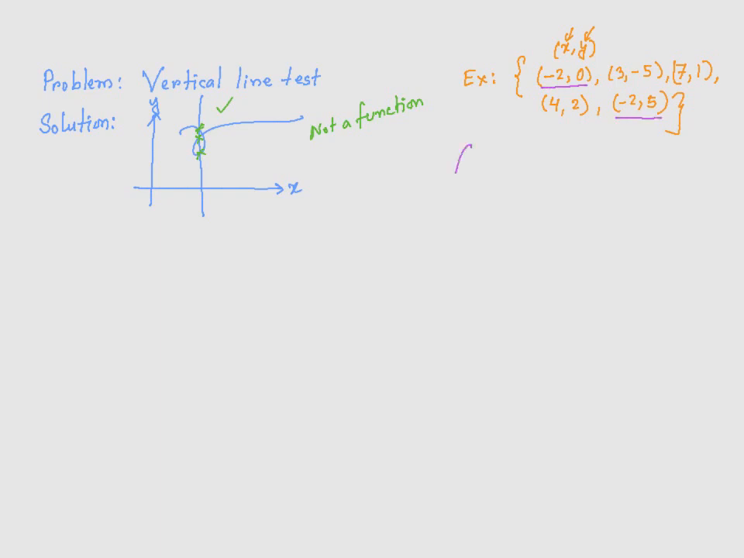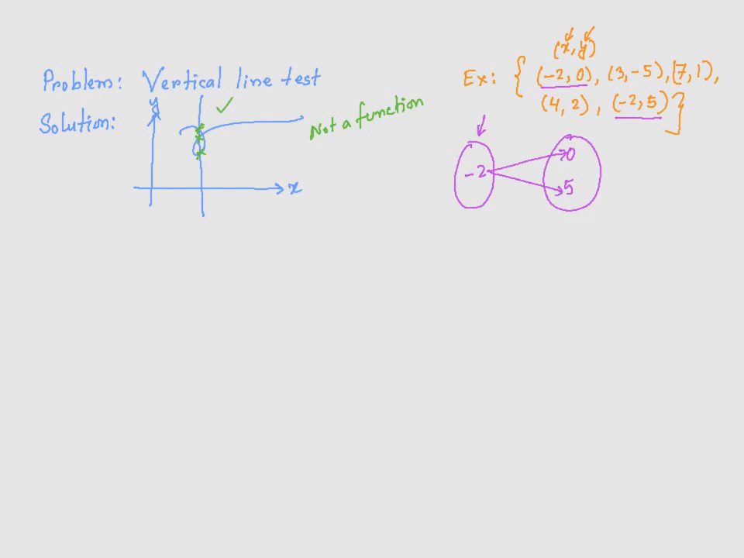That means you have one value, -2, here in the domain, or in the first set, that goes to two different values in the second set. So -2 goes to 0 and -2 goes to 5. This violates the definition of a function.